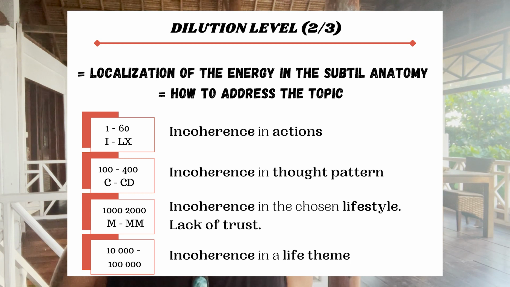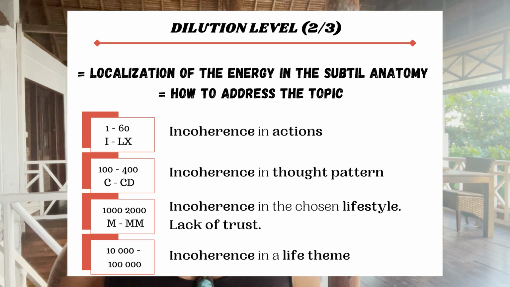If it's 100 to 400 or C to CD, it will tell you that there is an incoherence in how you think during the day, during the activities, how you think around that particular topic. If it's 1000 or 2000 or M or MM, it's going to tell you that there might be an incoherence in how you choose to live your life. So the choice of lifestyle, for example, how you go by your day, how you deal with every area of life around you, also can indicate a lack of trust in a particular area of your life.